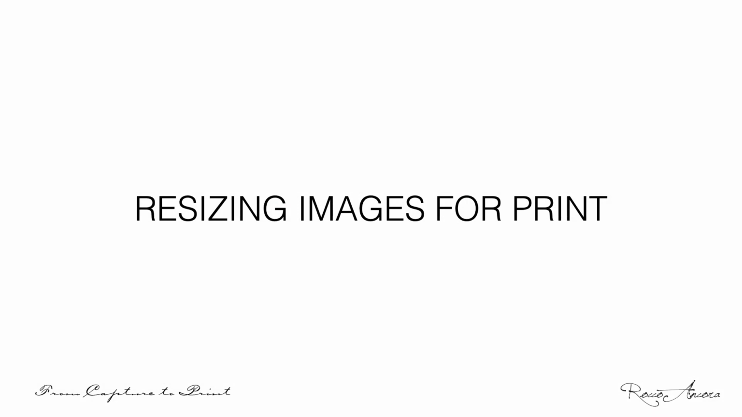Okay, so let's begin with resizing images for print. Now, when we capture an image with our digital camera, each camera has a finite number of pixels. So a 24 megapixel camera has 24 million pixels to record color and tone. A 16 megapixel camera has 16 million, and so on and so forth. That number is fixed, and we can't change that.